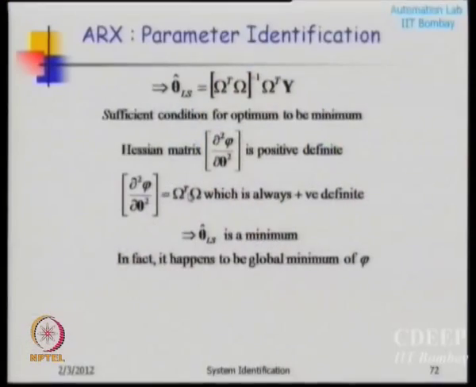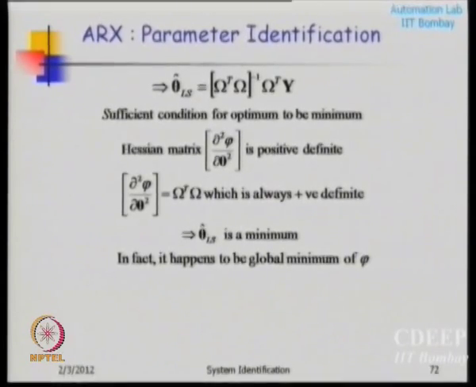Well, what is the sufficient condition for optimality? The second derivative, the Hessian, should be positive definite. If I find the Hessian, it turns out to be this matrix, omega transpose omega. This matrix, is it always positive definite? Why?